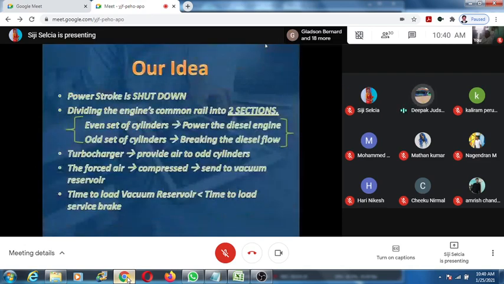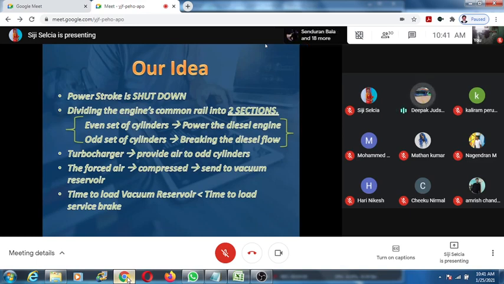Our idea is, we all know that an engine works in four different strokes. In a four-stroke engine, there is a stroke called the power stroke. Our idea is to shut down the power stroke by closing the intake and exhaust valves, and we are dividing the common rail sections of the engine. Common rail means where the diesel flow comes into a single rail. So we are powering the even set of cylinders, and the odd set of cylinders are being shut down during the time of emergency braking.